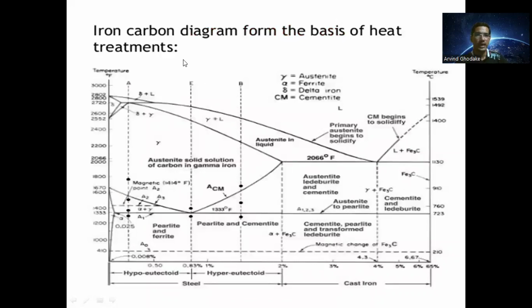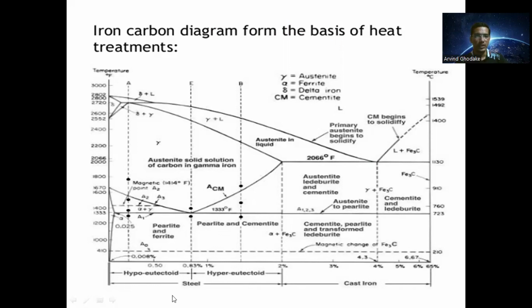Next, this is the iron carbon equilibrium diagram from the basis of the heat treatment. Here gamma is the austenite phase, alpha is the ferrite phase, delta is the delta iron phase, and ACM or Cm is the cementite, which is Fe3C. Then depending on the percentage of carbon, the region from 0% to 2% is called steel, and from 2% to 6.67% is cast iron.